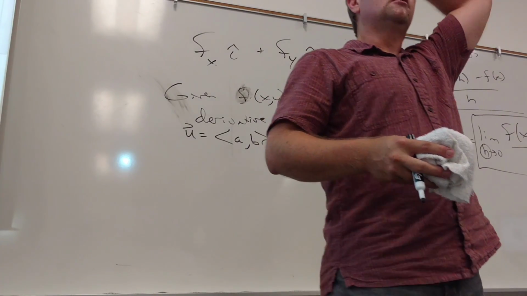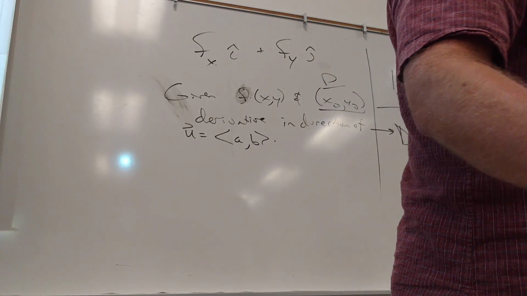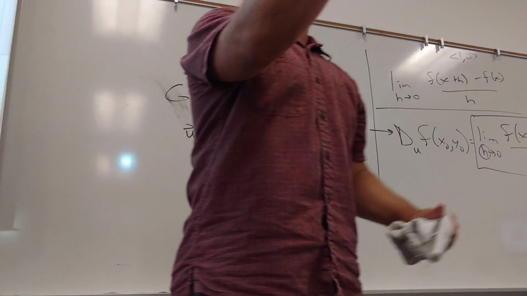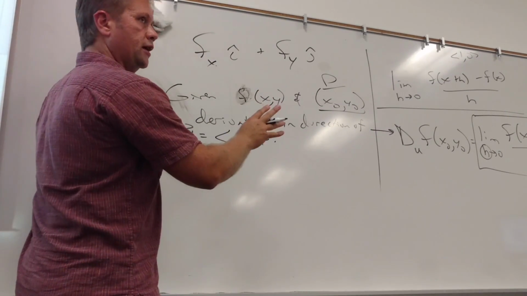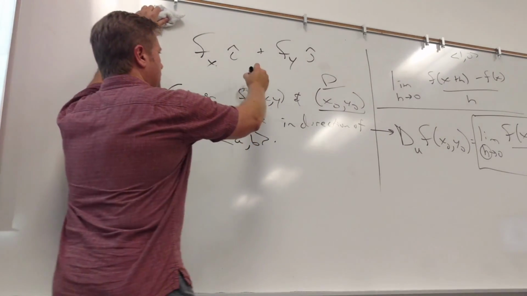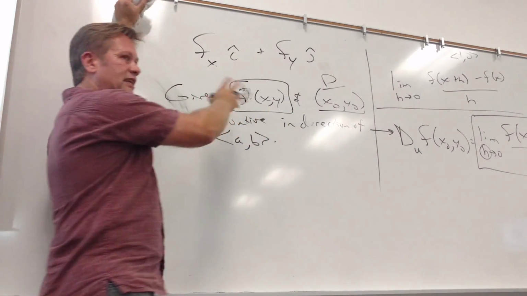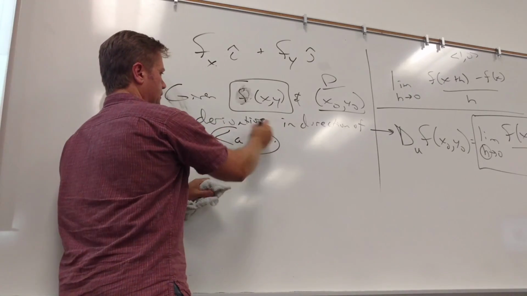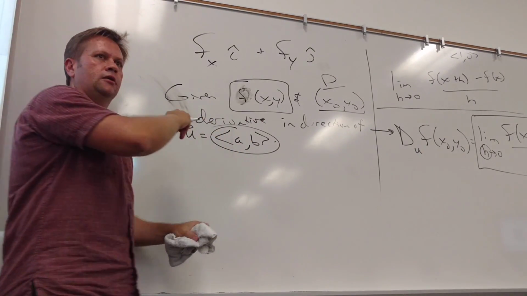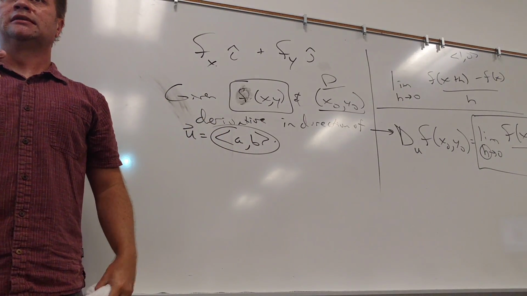Yeah? When you say x naught, y naught, is that a point or a thing? It's an input. So one thing I really want to make sure you guys understand is this is z, right? So when I'm talking about this, where does this vector live? XY plane.